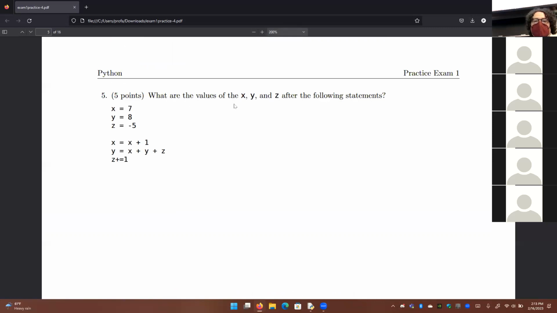So what are the values of X, Y, and Z after these statements? This is mainly just to make sure you understand how variables update. So we've got X is equal to 7, Y is equal to 8, and Z is equal to -5. Apparently I'm a jerk. Okay. So X is equal to X plus 1. Remember, we plug in 7, add 1, and then store the result in X. So 7 plus 1 becomes 8.